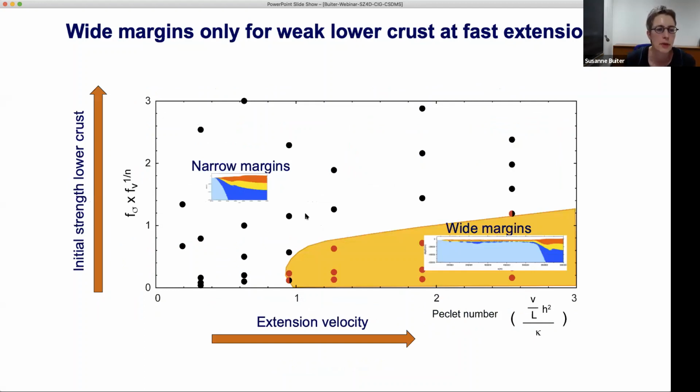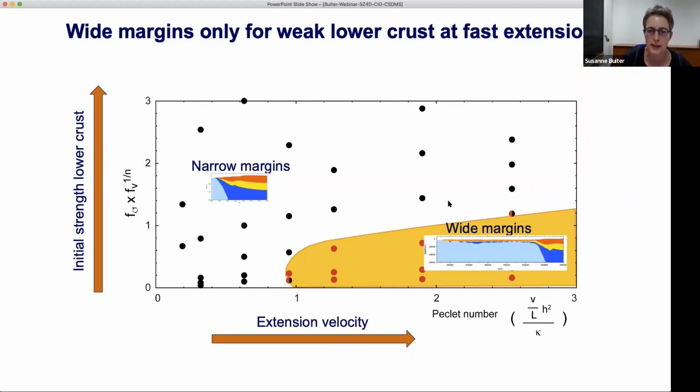And I can make this a little bit more quantitative. So what I plot here, every dot is a model result. On the vertical axis is the initial strength of the lower crust. It's weak below here, it's stronger up here. On the horizontal axis is the Péclet number. And where the Péclet number is smaller than 1, the model is dominated by conduction. So heat will conduct away, it will cool, and we would never get this lateral rift migration mode. The Péclet number is highly dependent on velocity. So you can also see that this horizontal axis is my extension velocity increasing towards the right.